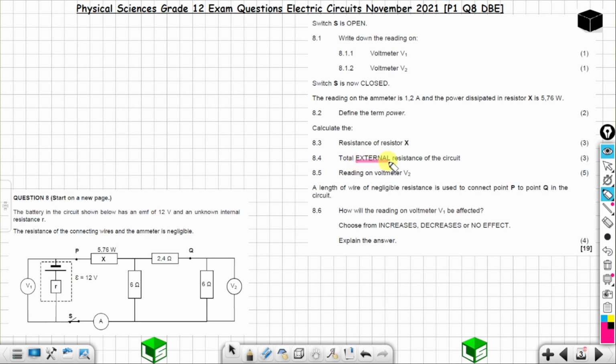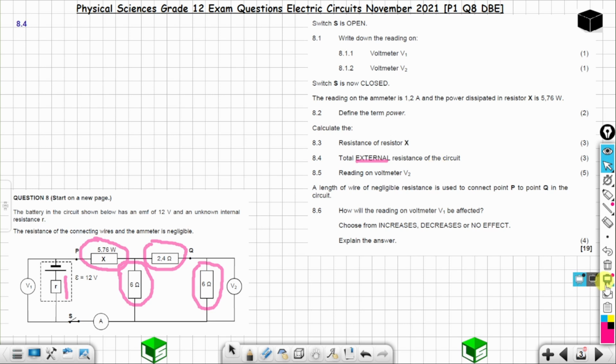External. So we are going to look at these resistors which are outside of the battery, not internal. Only external, outside of the battery. So question 8.4: calculate the total external resistance of the circuit.